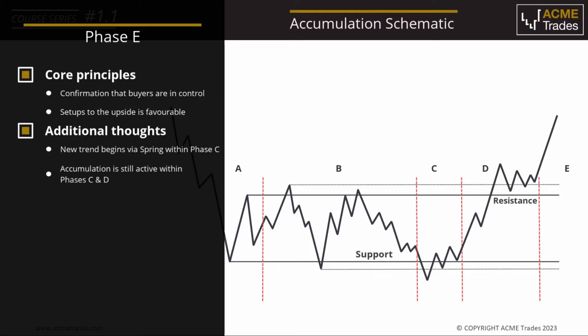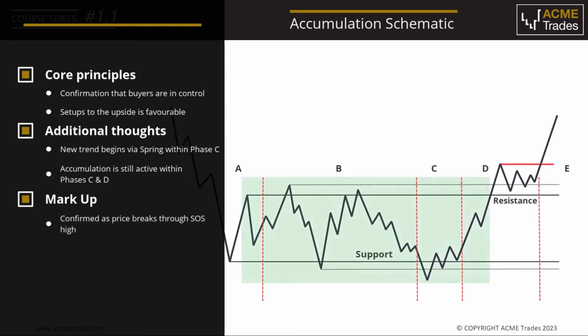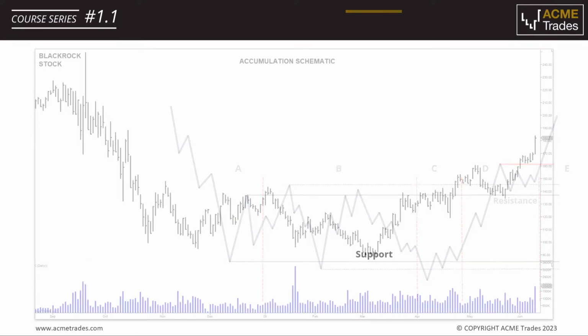So personally, as price breaks through the sign of strength high over here, I consider this to be the new environment, the markup phase, a true trending environment. And this is where I recognize the new trend. And the causality was built within the accumulation phase, and the effect, the subsequent trend, markup, occurs as we break through the sign of strength high.